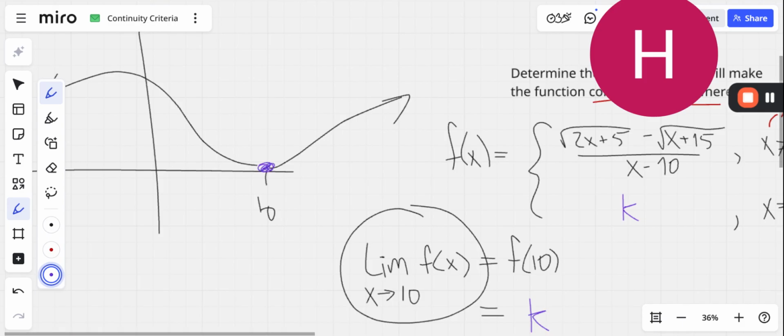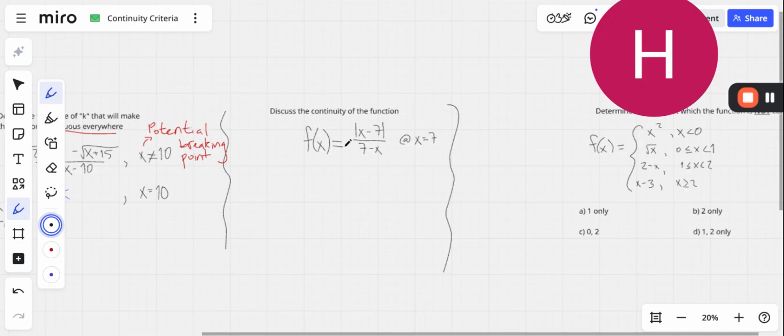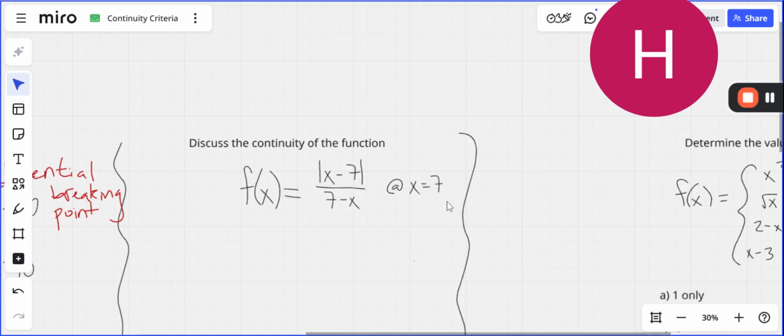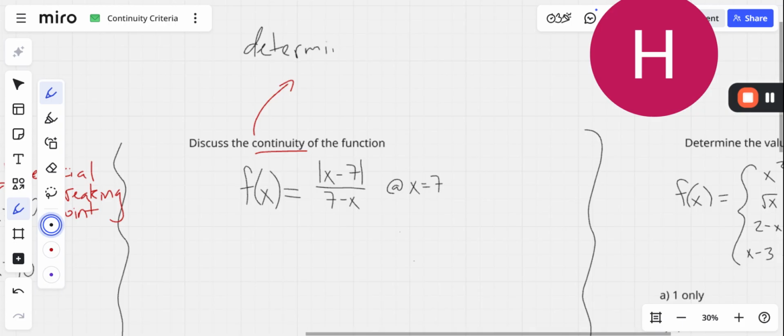Right. Okay, let's take a look at the second problem here. Here's another kind of vaguely worded question. It simply says, discuss the continuity. Like, what does that even really mean, right? It's not even really a question. I had a student ask me, what does that tell me to do? It just says, discuss the continuity. Well, that basically means determine whether it is continuous or not. So determine continuity or not.